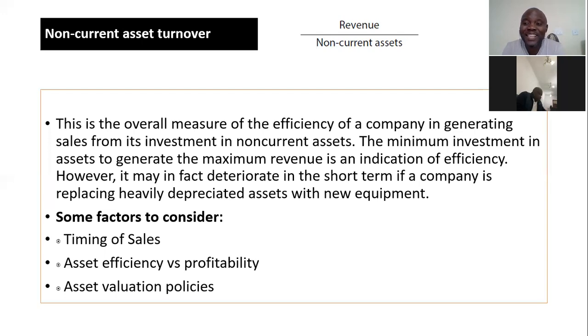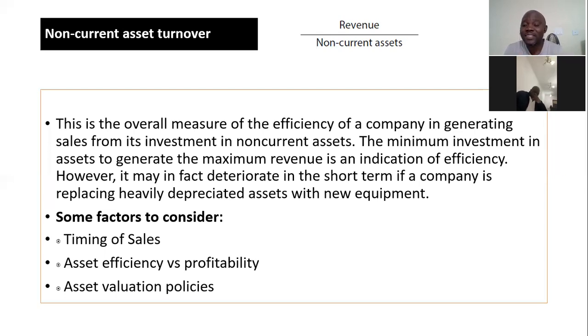So some factors to consider when you're looking at this analysis is the timing of sales. Maybe you brought in these assets in October or so. Yes, they've increased your non-current assets, the denominator, but they did not come in from the word go in January so that they could fully help in generating your revenues. They came in last year, almost at the end of the financial year. So they've increased your non-current assets as a denominator and affected your ratio.